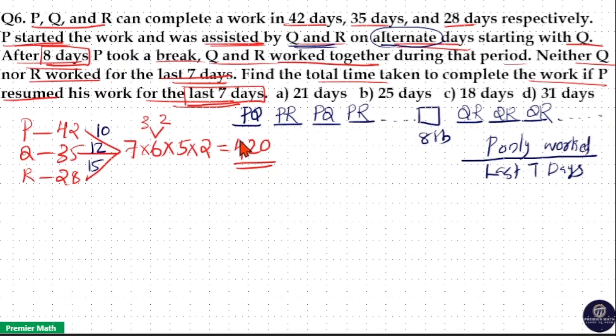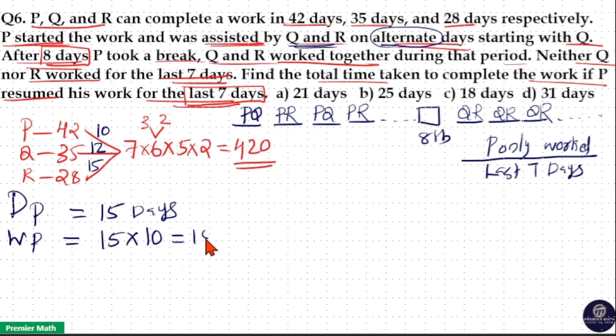Which means we know in the initial 8 days P worked and 4 days Q worked and 4 days R worked. And in between the last 7 days and initial 8 days Q and R together worked. And we don't know how many days they worked together. Now we have to find it. Here P worked for 15 days. That is, days worked by P is equal to 15 days. Now, work completed by P is equal to 15 into efficiency of P, which is 10 units. That is, in one day P can complete 10 units of work.